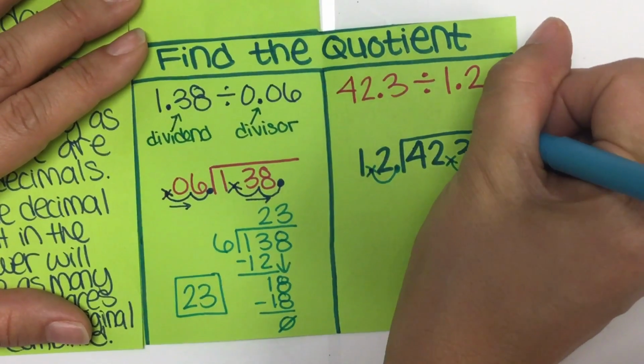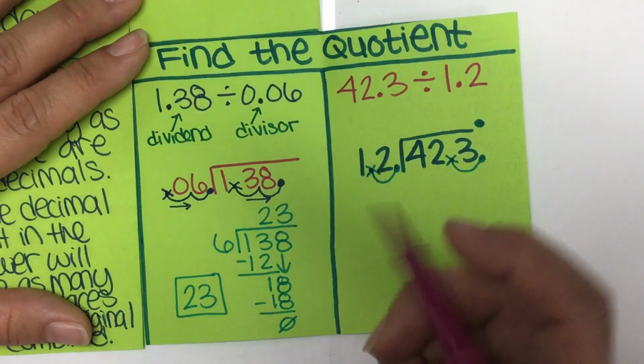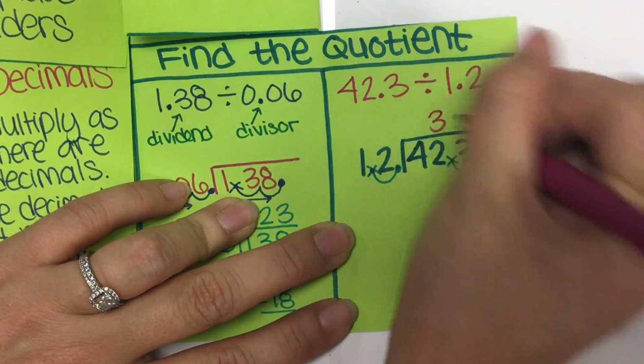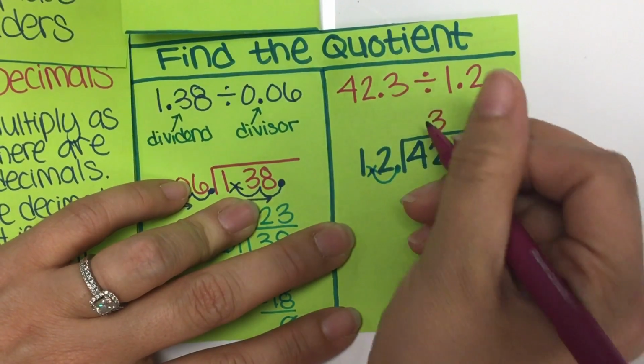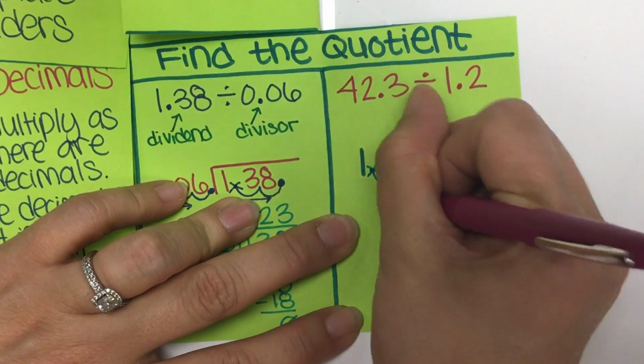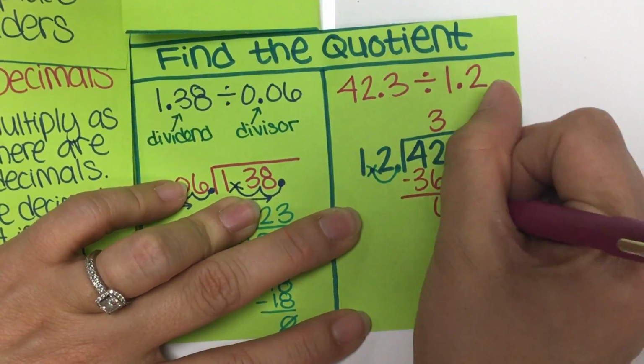And now I have a new decimal. I'm going to bring that decimal straight up so I don't forget where it goes. And I'm not going to rewrite this one. If you want to rewrite it, go for it. All right, 12 goes into 42 3 times. It didn't go into 4. You're welcome to put a 0 there. 3 times 12 is 36. And I'm left with 6. I bring down that 3.